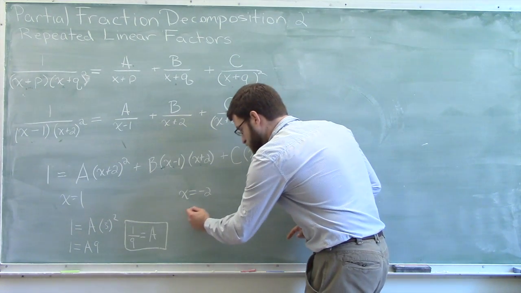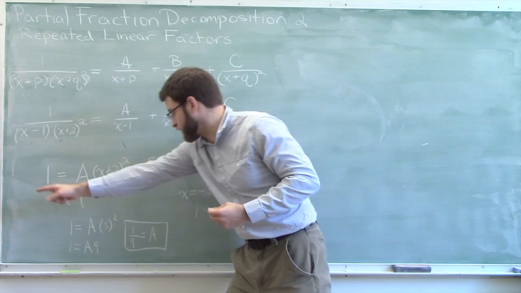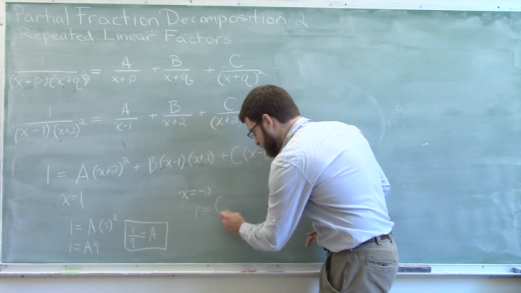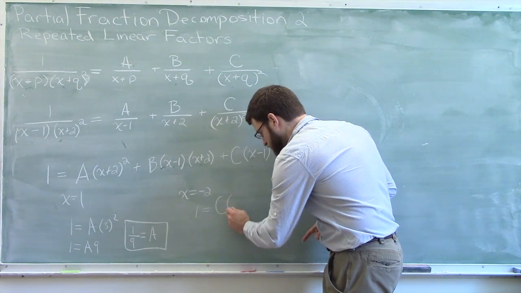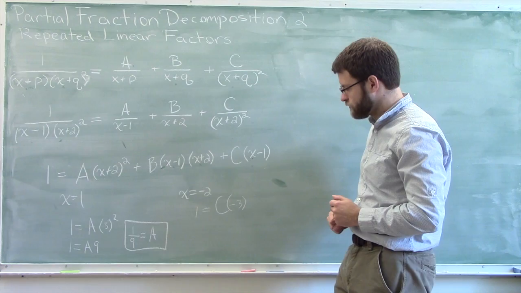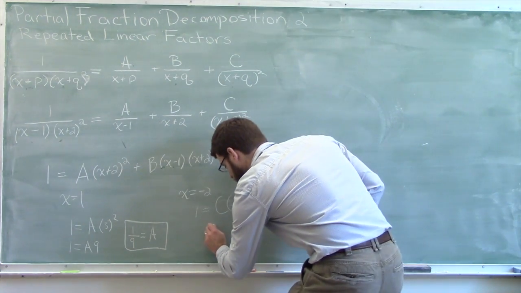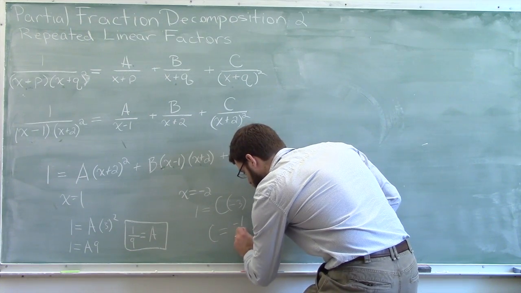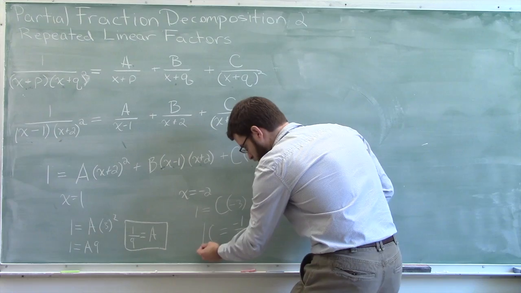So substituting x equals -2 everywhere, we get 1 from the left-hand side. The a and the b cancel, and we're left with c multiplied by -2 minus 1. C times -3. If we solve that equation, it gives us the value of c. C is equal to -1/3, or 1 divided by -3. Same thing.